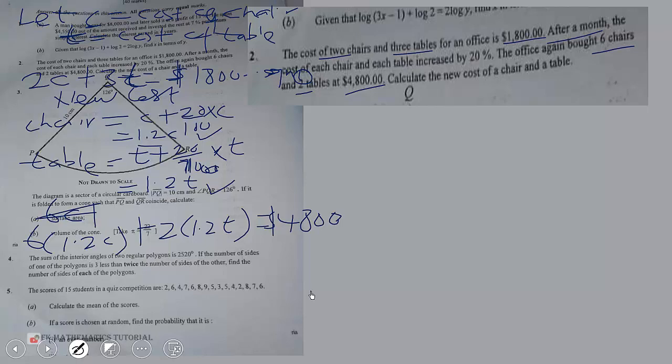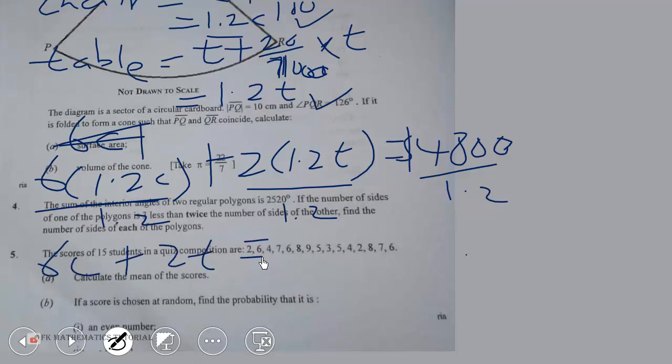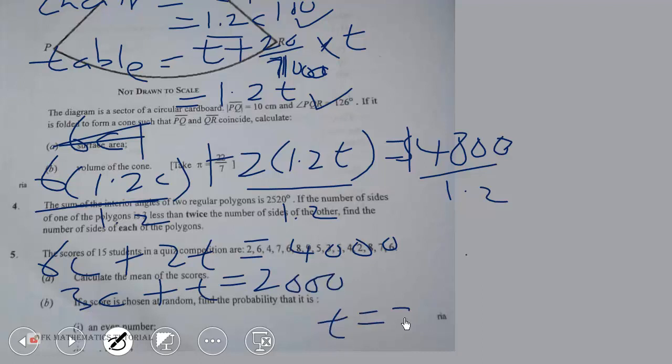We can again divide through by 1.2. So divide through by 1.2, 1.2, 1.2. We get 6C plus 2T is equal to 4,000. So when we now divide through by 2 again, we get 3c plus t is equal to 2000. We can make t the subject to get t is equal to 2000 minus 3c.